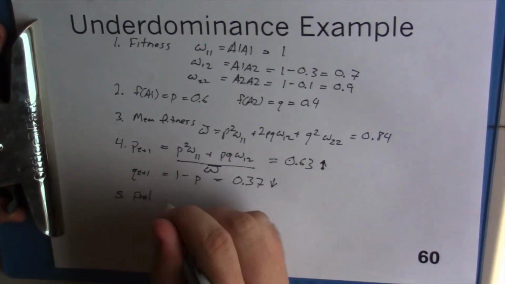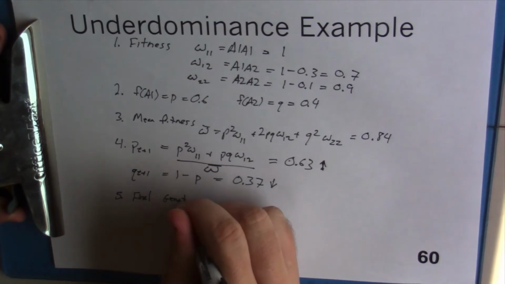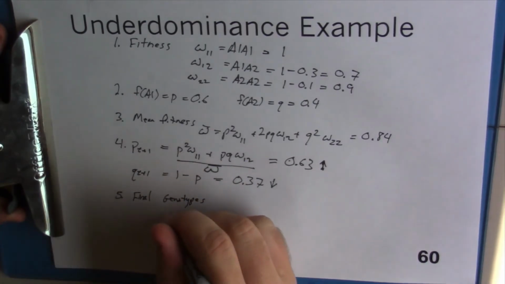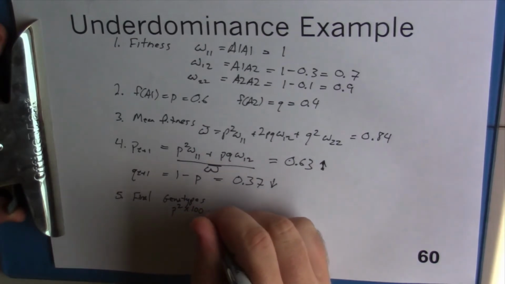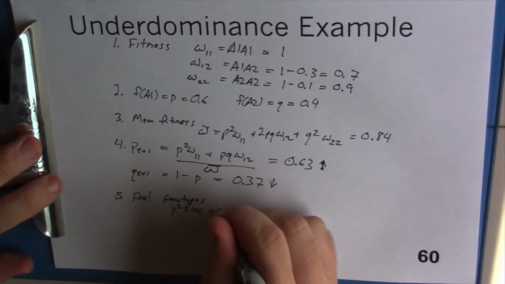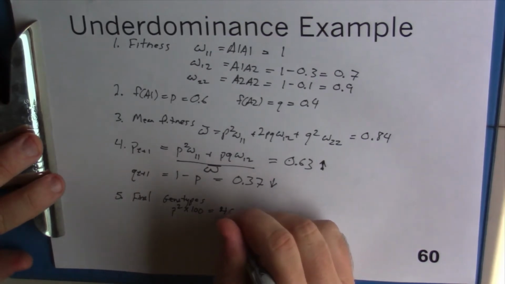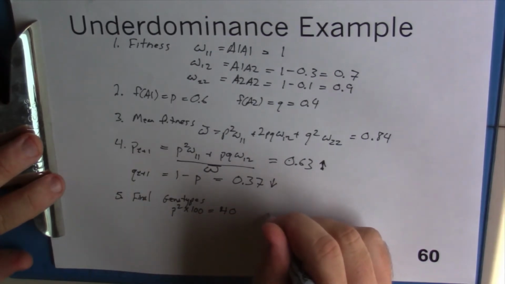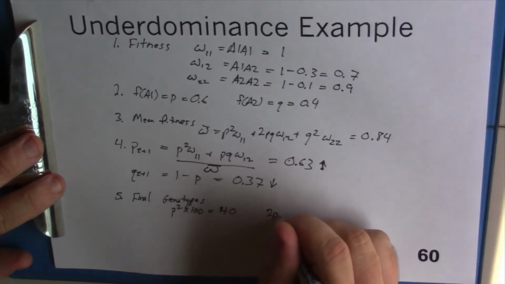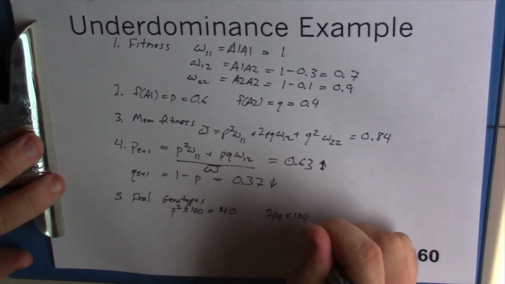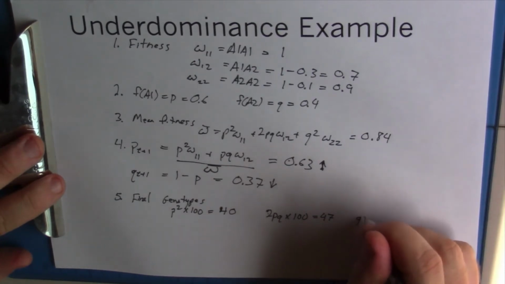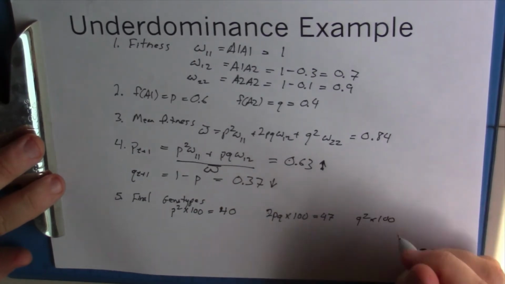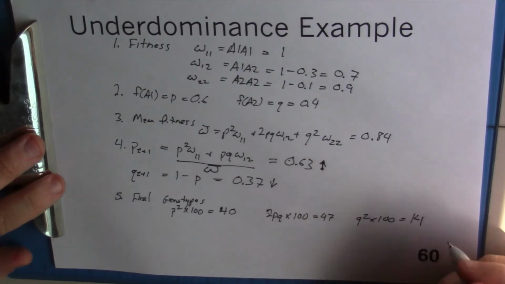Our final genotypes: p squared times 100 equals 40, 2pq times 100 is equal to 47, and q squared times 100 equals 14.